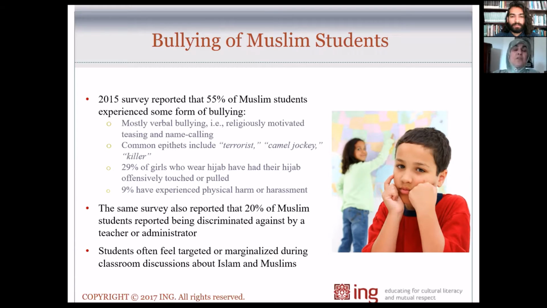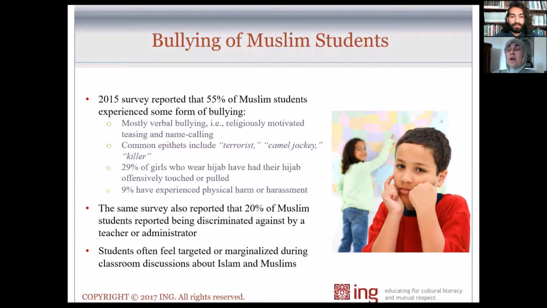There has not been a national survey, but a 2015 California survey showed that 55% of Muslim students have experienced some form of bullying, mainly in the form of verbal bullying, name calling, and teasing with common terms like terrorist, killer, camel jockey. For girls who wear the headscarf, 29% have complained that their hijab has been offensively touched or pulled. 9% have experienced some kind of physical harm or harassment.